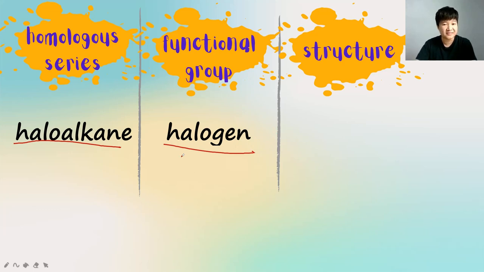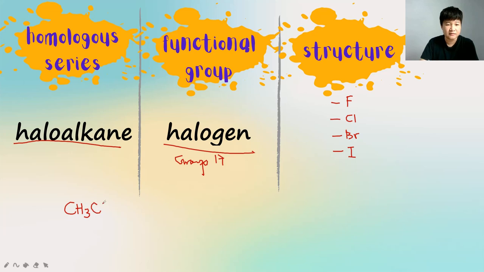Halogen is your group 17, where it can be fluorine, chlorine, bromine, or iodine. When your compound holds fluorine, chlorine, bromine, or iodine, it will be under the homologous series of haloalkane due to the presence of halogen. An example structure could be as simple as CH3Cl. The CH3Cl over here has the functional group of halogen, that's why it sits under haloalkane.